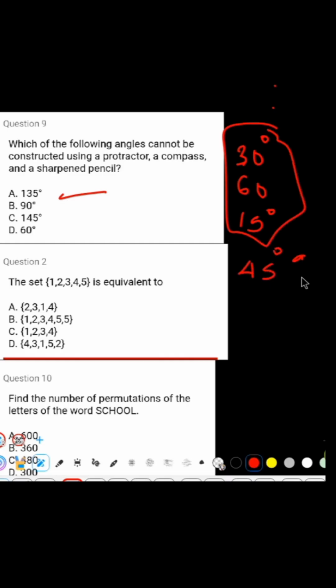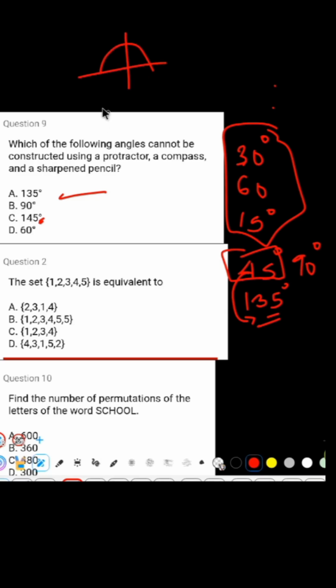You can construct 90 degrees. You can construct 135, because 135 is a multiple of 45. Okay, 45 times 3 will give you 135. But you cannot construct 145 degrees, because 145 degrees is not a multiple of 45 degrees. There's no way you can construct 145 degrees using your protractor, compass, and pencil. So this one is not among them. The answer is option C.